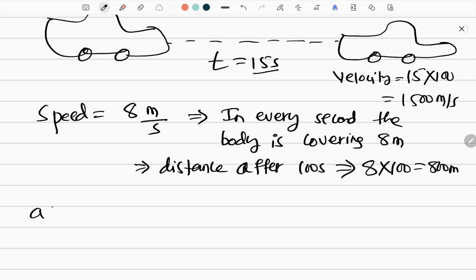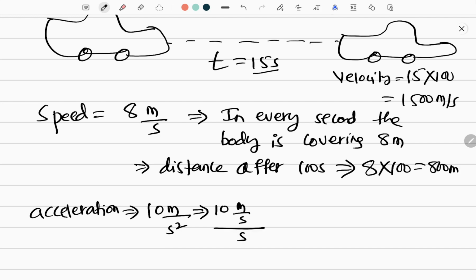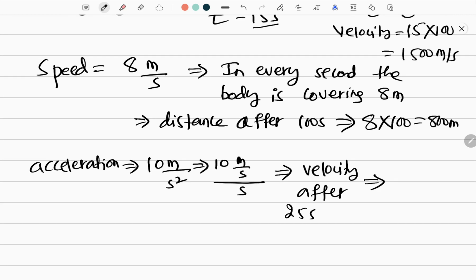Similarly, if somebody is saying acceleration is 10 meter per second square, it means it is nothing but 10 meter per second, per second. Again and again I am repeating so that it goes in your mind. If somebody asks you what is the velocity after, for example, 25 seconds, can you guess the answer for this? What is the velocity after 25 seconds?